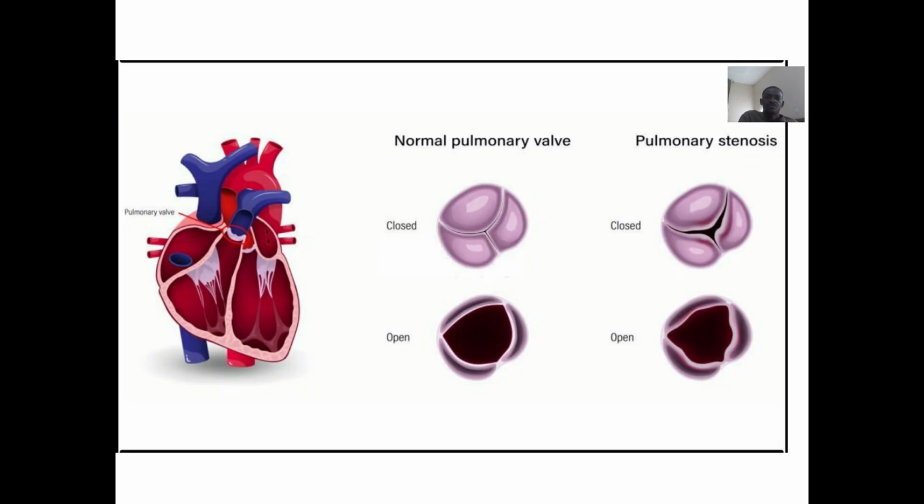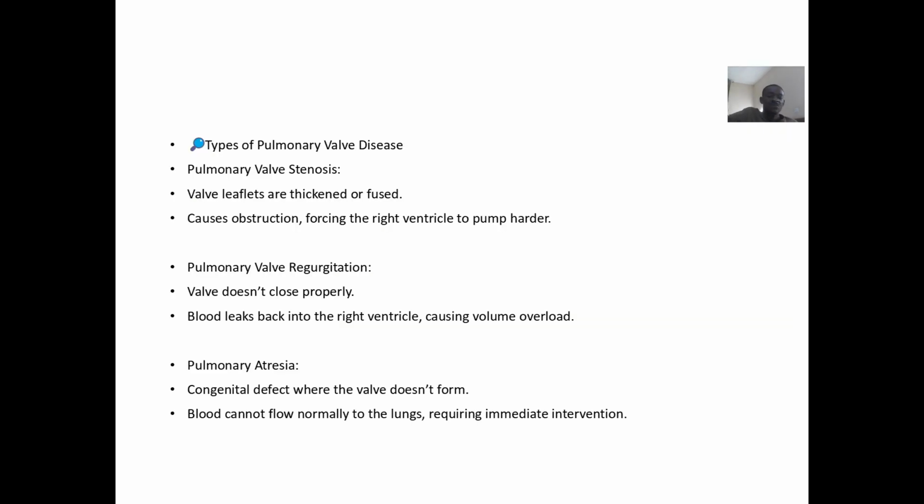So types of pulmonary valve disease, we have pulmonary valve stenosis, where the valves are thickened or fused. We have pulmonary valve regurgitation, where the valve is not closing properly, so blood is now leaking back into the right ventricle. Like from the right ventricle, blood is pumped to go to the lungs, but it's leaking back. So that can cause volume overload.